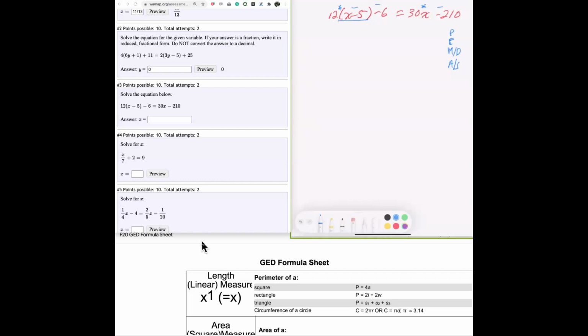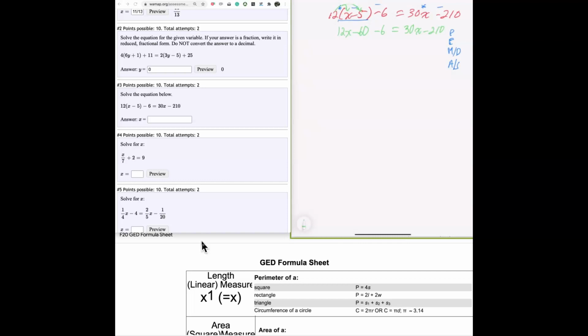The solution is to distribute the 12 over these 2 elements and then work with that. So we got 12 times x, which is 12x, and 12 times negative 5, which is negative 60. And then we've got minus 6. Okay, 12x minus 60 minus 6. And that's equal to 30x minus 210. We're going to work the left side and combining like terms, and we're going to then try to isolate x and see what x is.